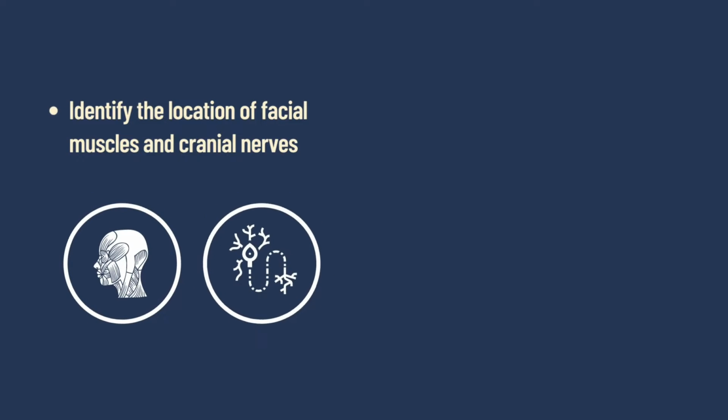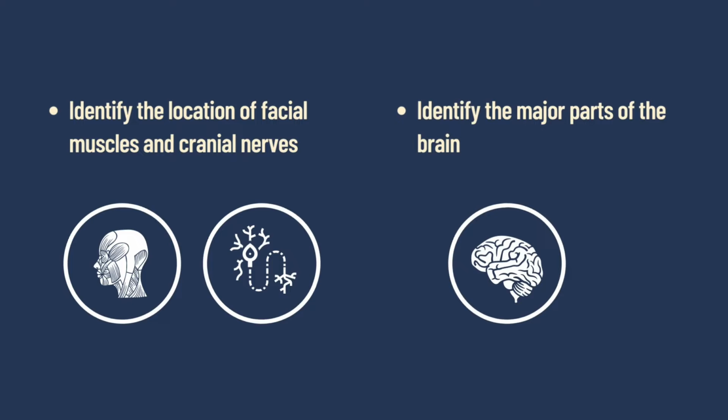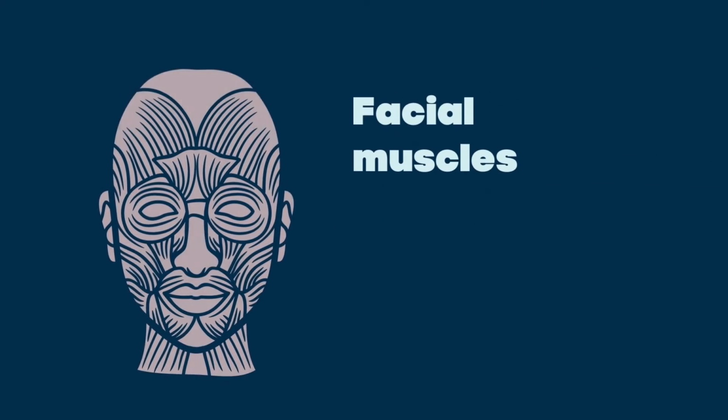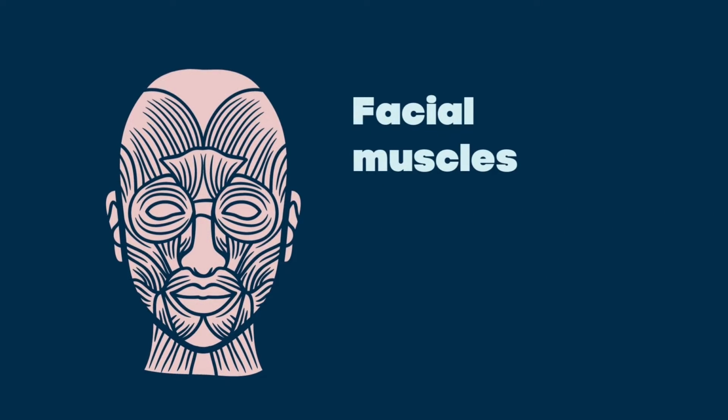In this video, we're going to identify the location of facial muscles and cranial nerves. We're also going to identify the major parts of the brain. We'll start with the facial muscles. Since the face has numerous muscles, we'll categorize them to make things easier.